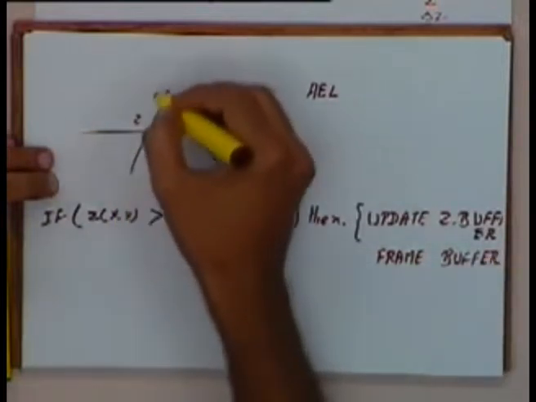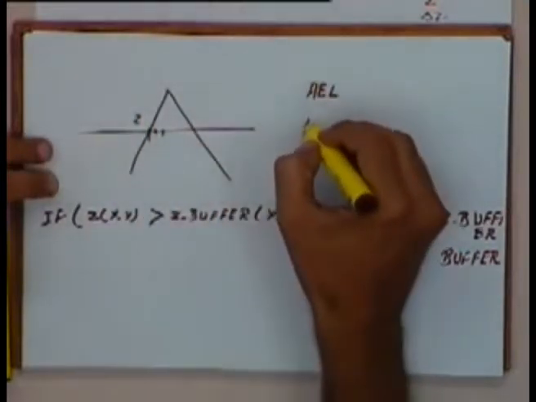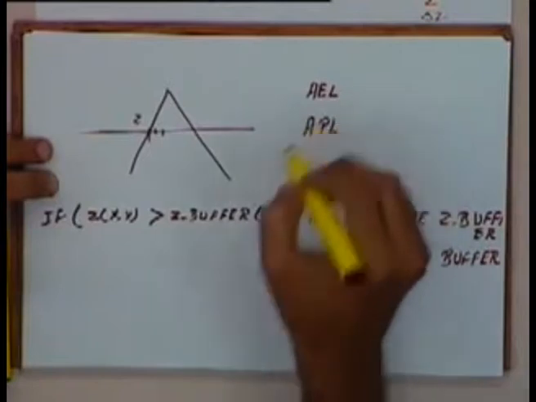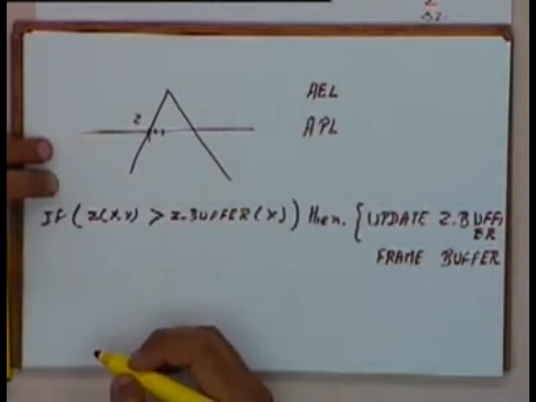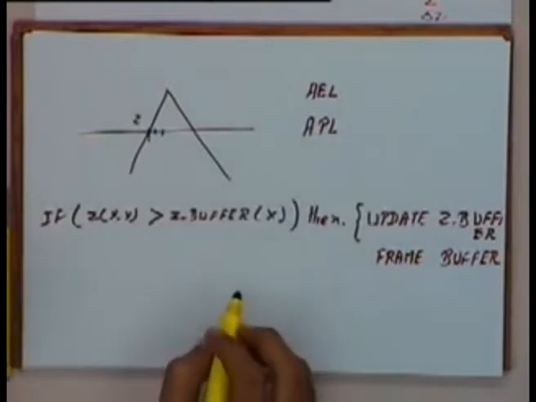Okay, and this process of scan converting each polygon will be repeated for all the polygons in the active polygon list. Okay. So this is the scanline Z buffer algorithm.